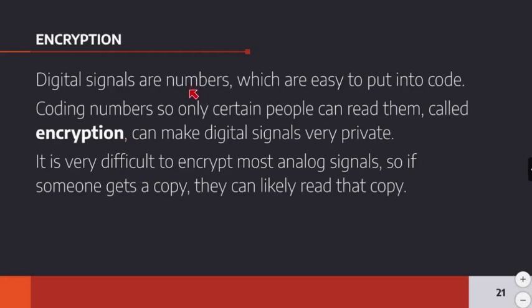Digital signals are numbers, and numbers you can put into codes. You can have mathematical formulas that code them, and if you know that mathematical formula, you can decode them. That type of coding is called encryption. Digital information can be made very private. It doesn't make it any less easy to steal, but it makes it so that if someone steals it, they can't read the information.